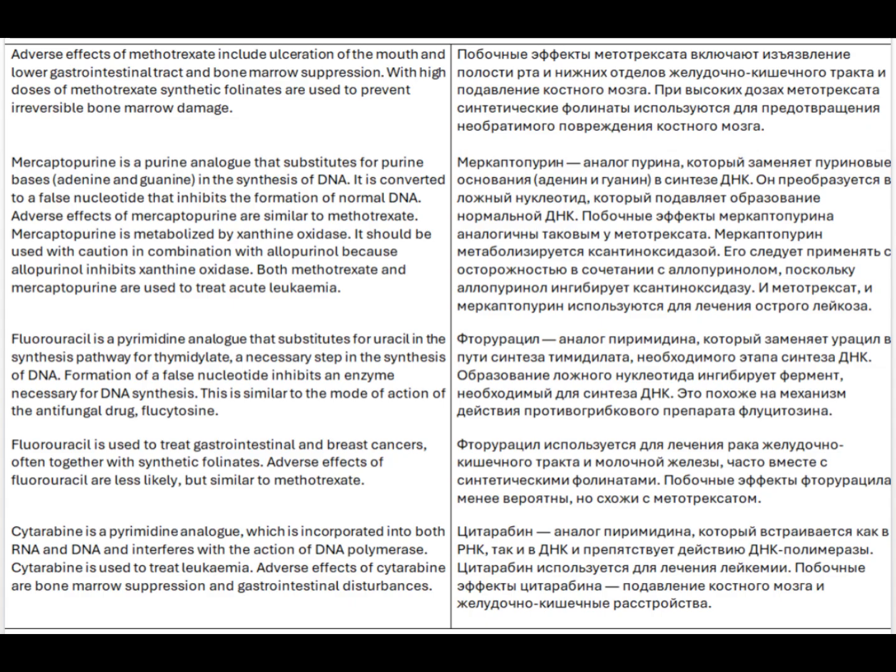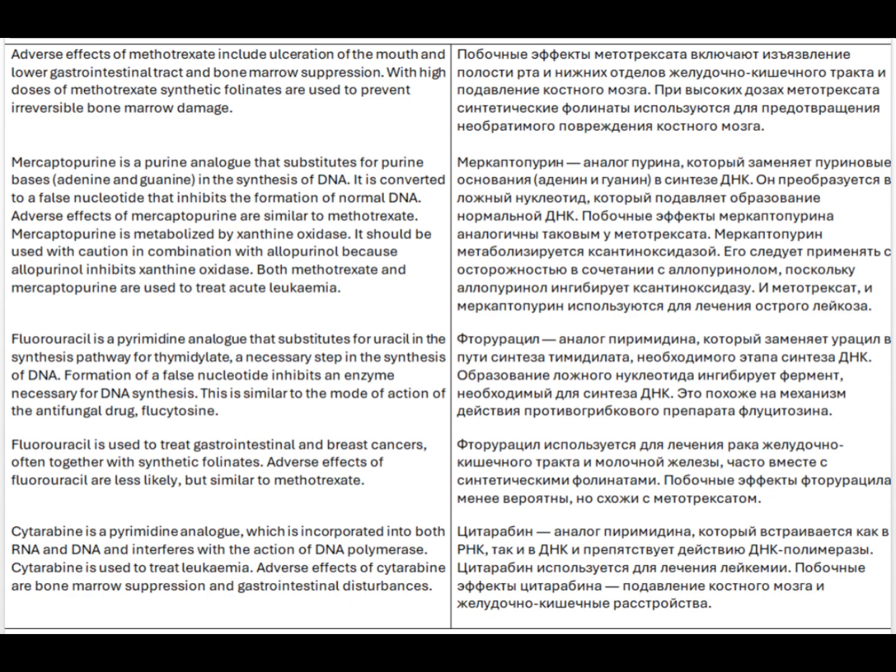Fluorouracil is a pyrimidine analog that substitutes for uracil in the synthesis pathway for thymidylate, a necessary step in the synthesis of DNA. Formation of a false nucleotide inhibits an enzyme necessary for DNA synthesis. This is similar to the mode of action of the antifungal drug, flucytosine. Fluorouracil is used to treat gastrointestinal and breast cancers, often together with synthetic folinates. Adverse effects of fluorouracil are less likely, but similar to methotrexate.